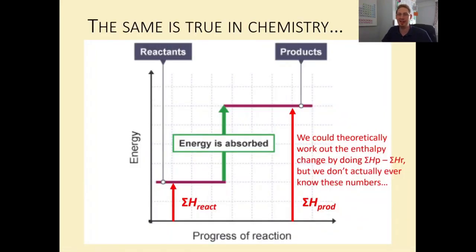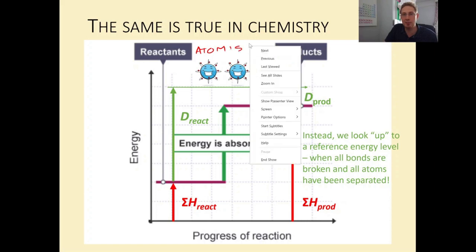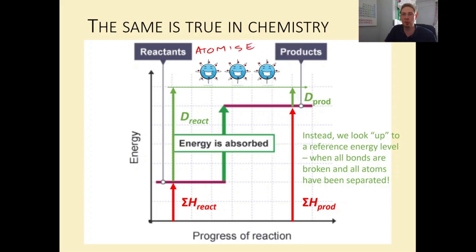The same is sort of true in chemistry. Theoretically, we could say, well, how much energy is stored in the bonds of the products, how much energy is stored in the bonds of the reactants, and we could do products minus reactants, but we don't know that. We never know how much energy is actually stored in the bonds. What we do know, however, is how much energy is needed to break those bonds and turn the elements into atoms, to atomize all of the products and reactants, to turn them into gaseous atoms.